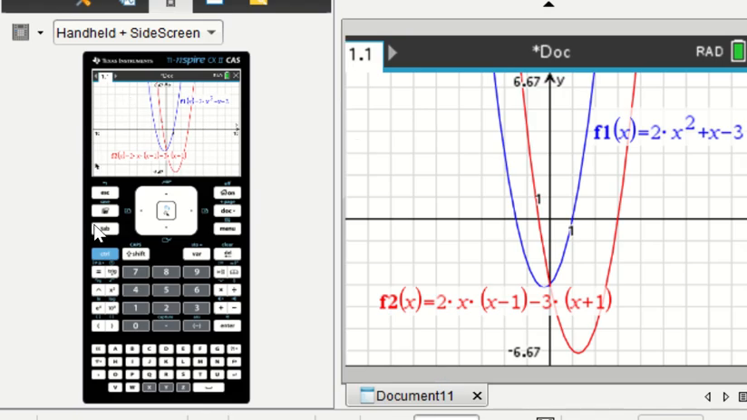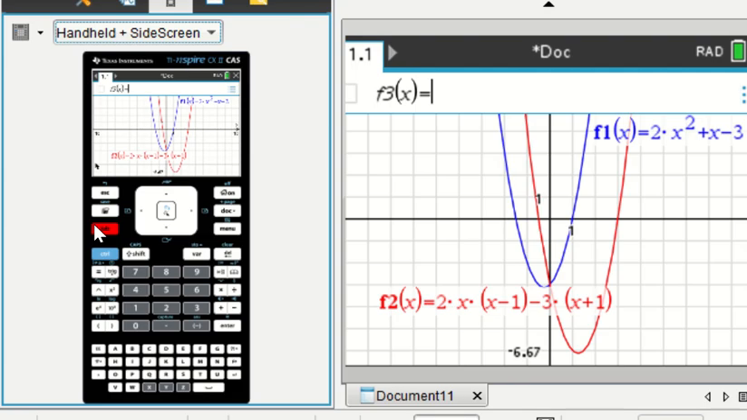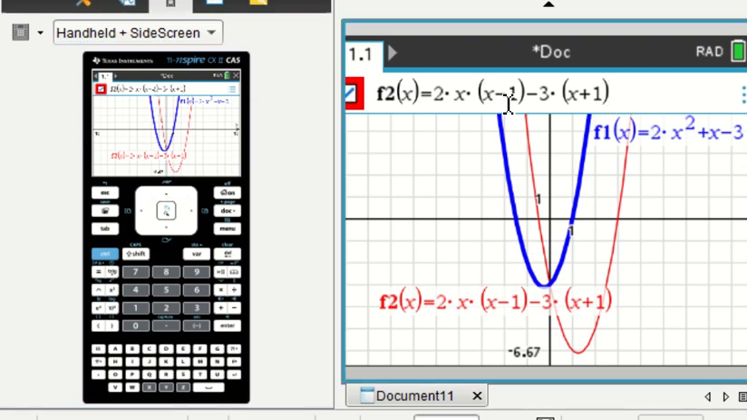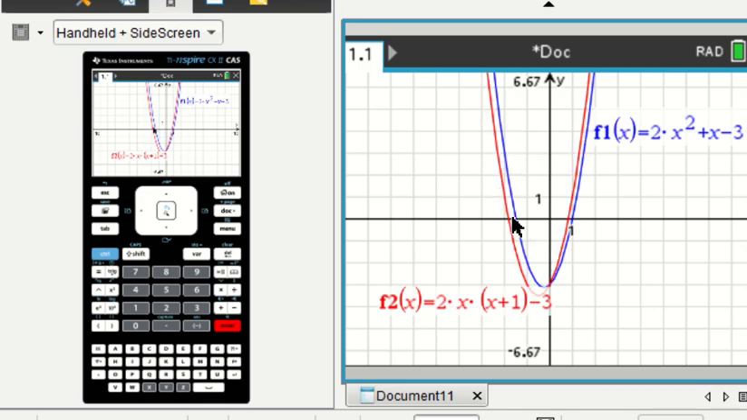So I press tab again to get my command line back, but I want to arrow up. F2 is not the answer, so I want to edit this, not delete it. So I have 2x, but I want to change that minus to a plus. And then I'm just going to have minus 3 at the end. And notice when I graph this one, it looks really close. That is so good, but it's not perfect. Therefore, that's not the answer to this question.